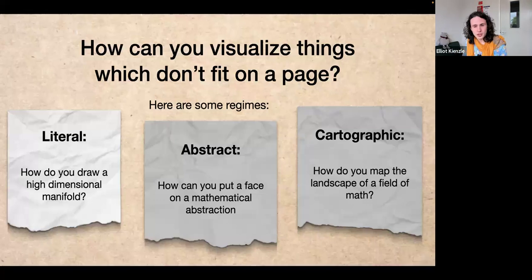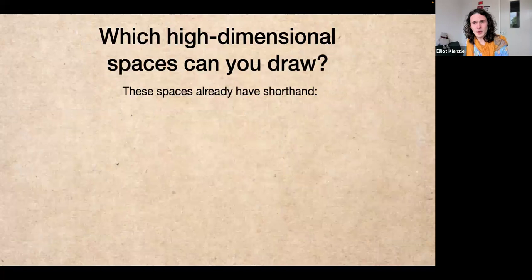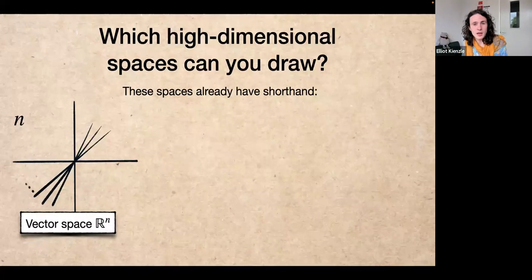I'm going to start with this literal question: drawing high-dimensional manifolds. And the natural place to start is, which manifolds is this already a solved problem for? Which ones can we actually draw? There are some that already have some pre-existing shorthand in diagrams. Right? So here is, for example, a vector space. I started by drawing R^3 with those 3 little axes, and then I just kept drawing more and more axes, and then put a little n on top of that. So then it's R^n, n-dimensional space.